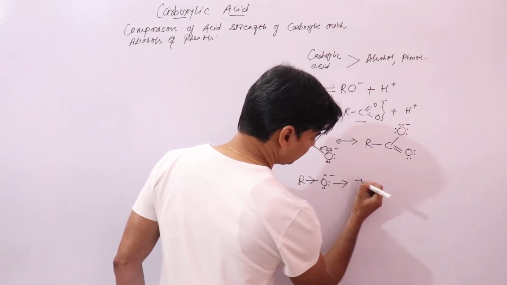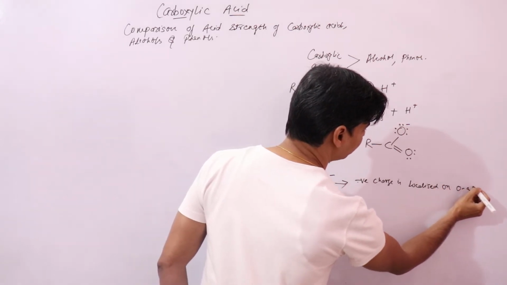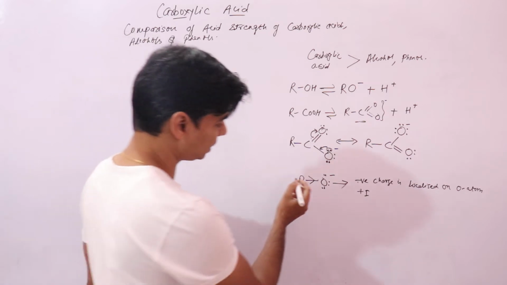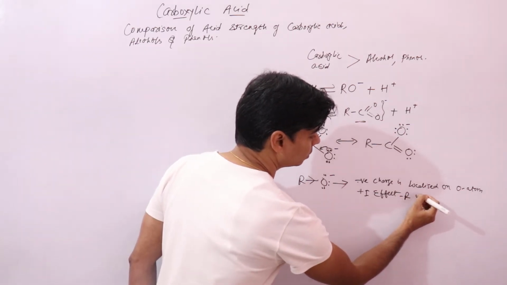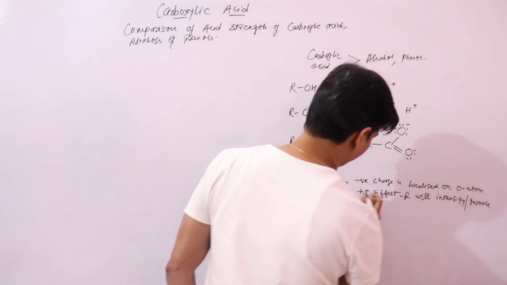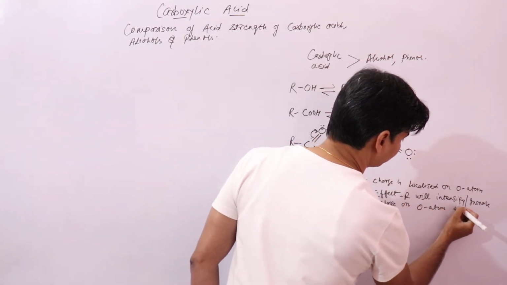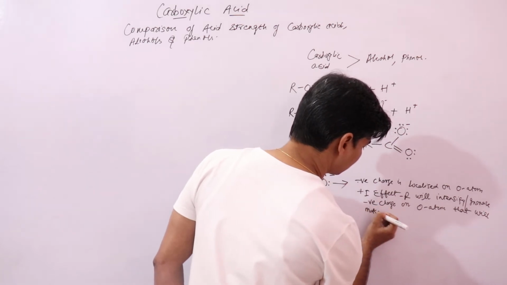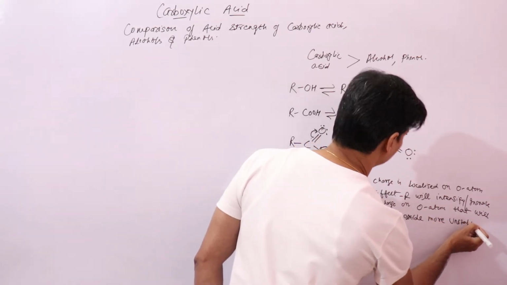So here we say negative charge is localized on the oxygen atom. And the second thing is you have the plus I effect, the electron releasing effect, plus I effect of the methyl group, R group, will intensify or increase the negative charge on the oxygen atom. That will make this alkoxide ion more unstable. I hope this is clear.